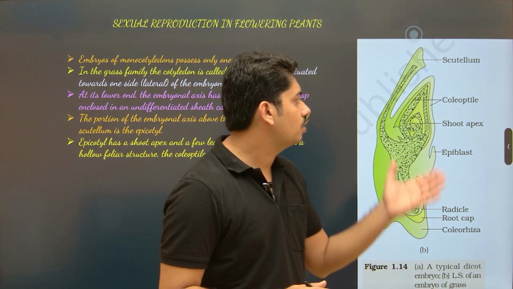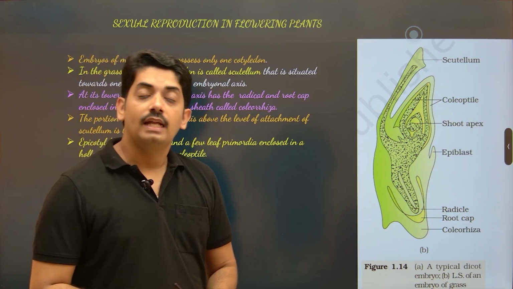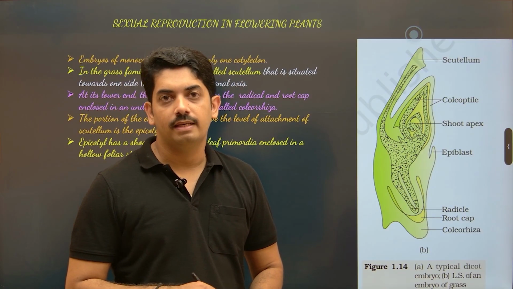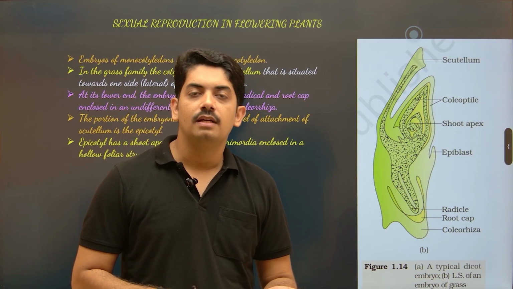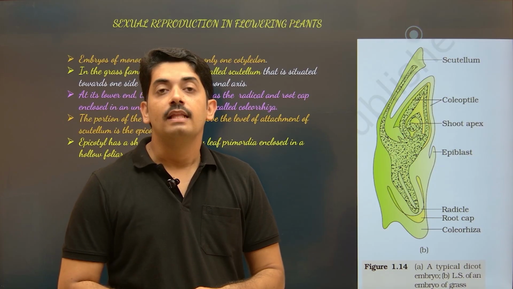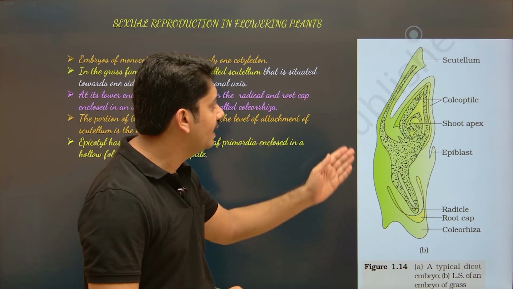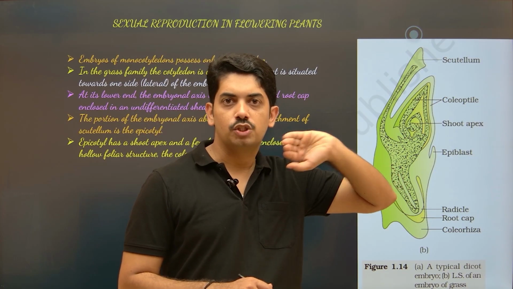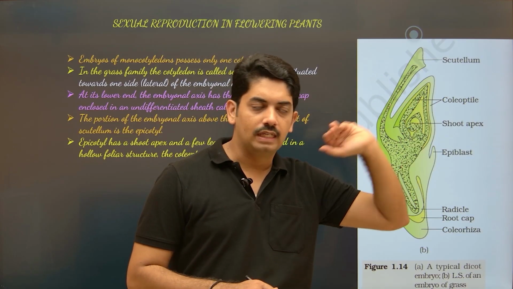Okay, hope you have just observed the dicotyledon embryo. Now observe the monocotyledonous embryo. There are a lot of changes in the monocotyledonous embryo. Why the name monocotyledon? Because it has only one cotyledon. That one cotyledon is represented by the scutellum. Okay, scutellum represents the single cotyledon.